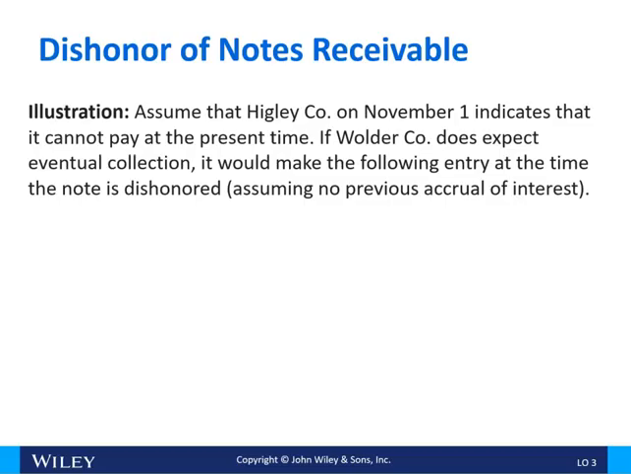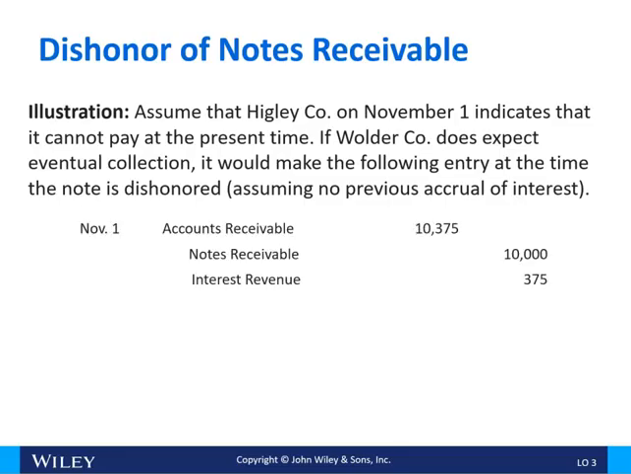Here's how we're going to record that. We're assuming that we did not make the September 30th accrual of interest. We're going to debit accounts receivable $10,375, because that's the amount that they owe us now. We're going to credit notes receivable $10,000 and recognize the revenue of $375. We show that they still owe us that $10,375, but it's an account receivable now, not a note receivable, and we're going to work with them to collect that amount.